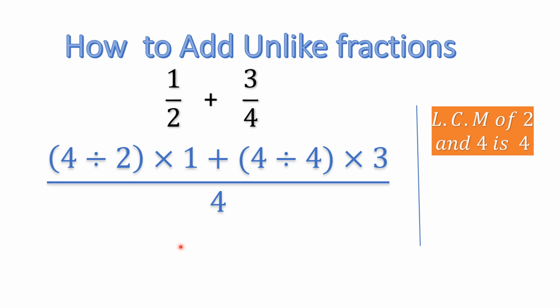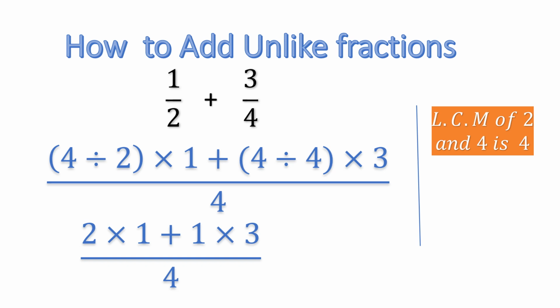Now we are going to solve this portion. We know the rule, BODMAS, so we can start with the division. 4 divided by 2 is 2. Here we have written 2, then multiplied by 1 is kept as it is, plus is kept as it is. 4 divided by 4 is 1, multiplied by 3. The denominator is taken as 4, which is the LCM. Do not forget that. Now let us see, 2 multiplied by 1 is 2, plus 1 multiplied by 3 is 3. So we are doing the multiplication first and then the addition. Now it's only 2 plus 3, and we can take it as 5 by 4. So our final answer of this addition is 5 over 4.